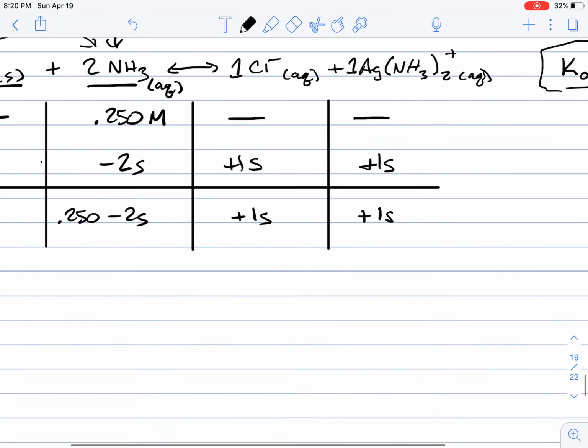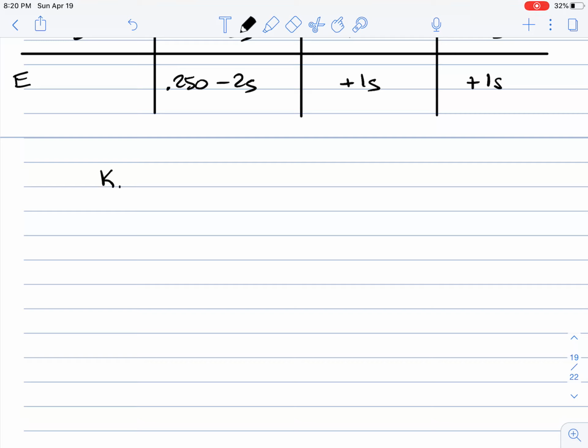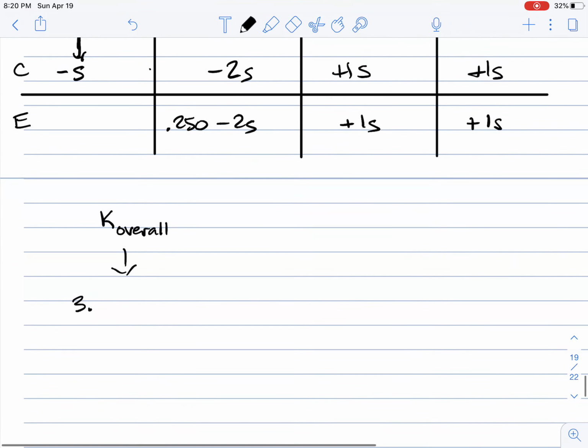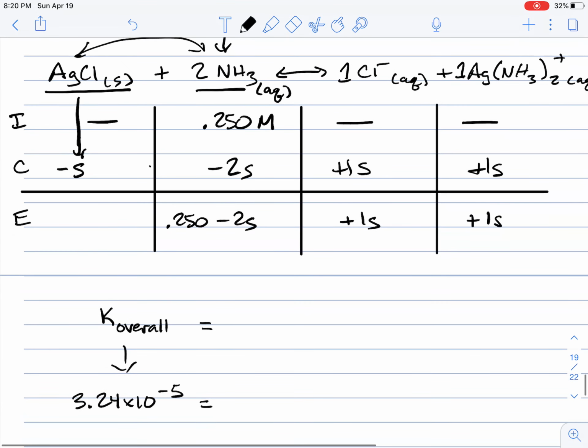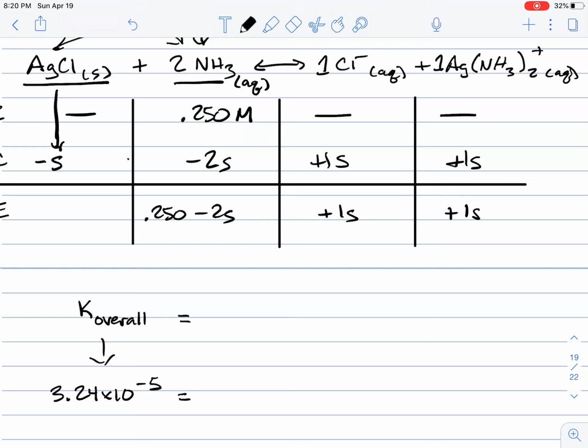And so the K overall is 3.24 times 10 to the negative 5. And K is unitless. Now let's talk about the mass action expression for this. Remember, when we're writing the mass action expression, we're only writing it for substances that are either aqueous or gaseous in phase. Notice that this silver chloride is a solid, so we're not going to include that in our mass action expression. This is the reason why I didn't write minus S here. I can write minus S just for completion, but I know I'm not going to include it in my mass action expression.